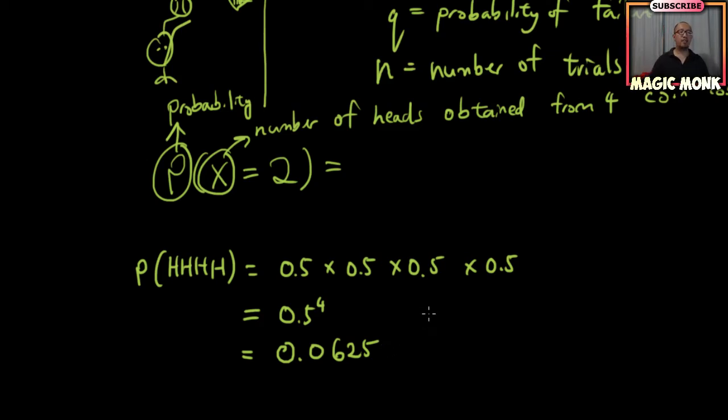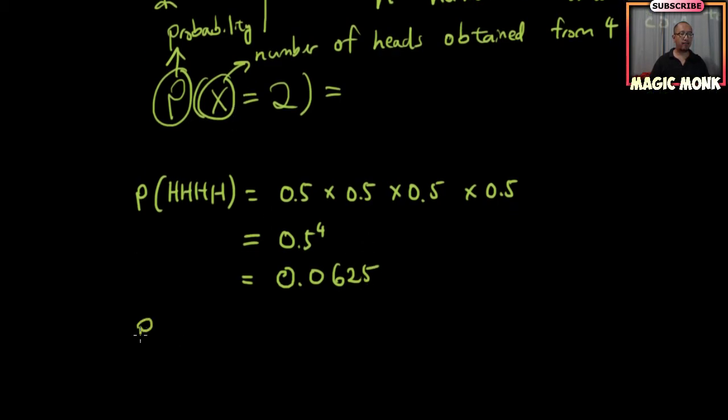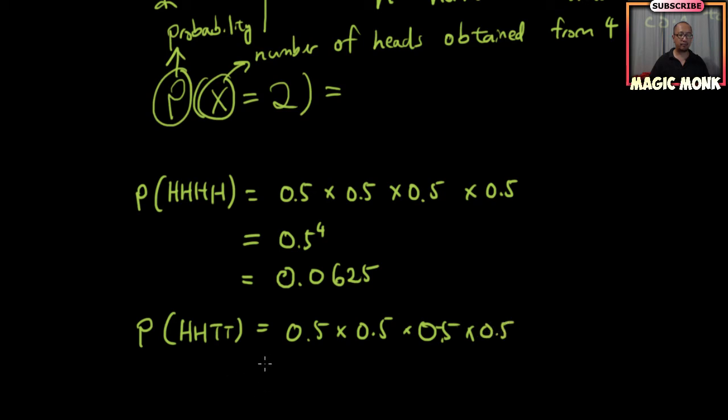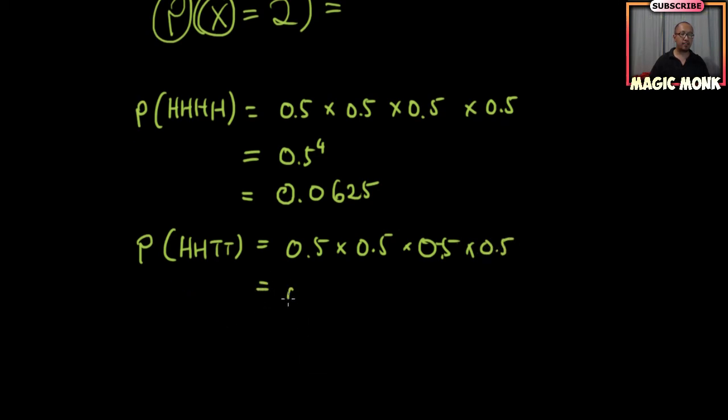Okay, now you might say, well, the probability of getting 2 heads is going to be the same. Because if you think about it, if you go probability of getting 2 heads and 2 tails, it's going to be 0.5 times 0.5 times 0.5 times 0.5 again. So it's going to be 0.5 to the power of 4 again. So it's going to be 0.0625 again. So isn't that easy?